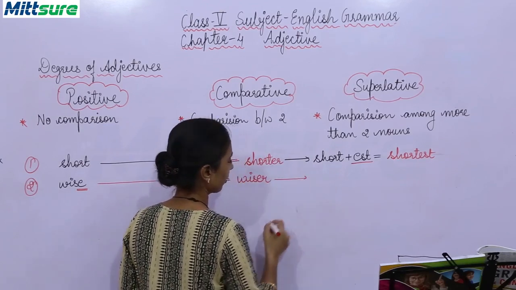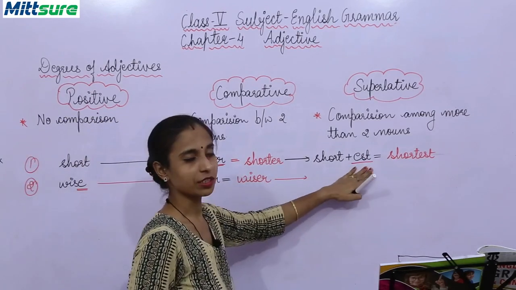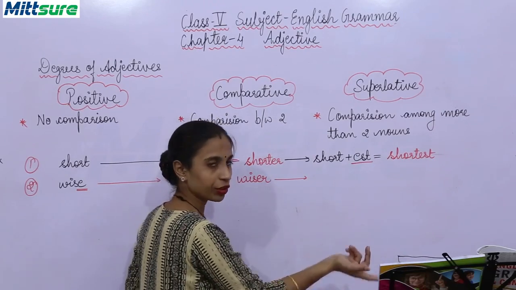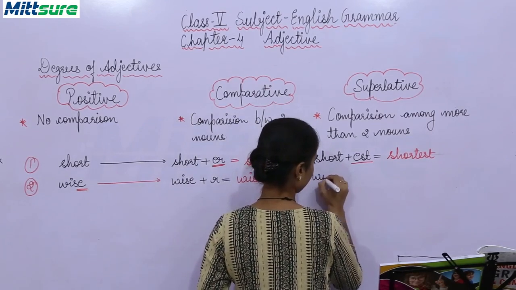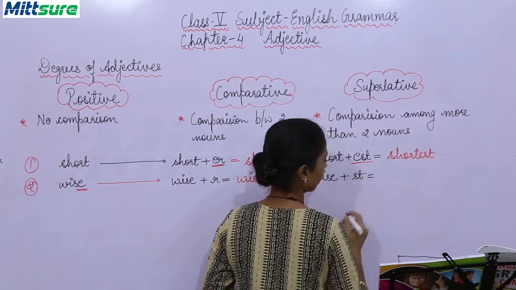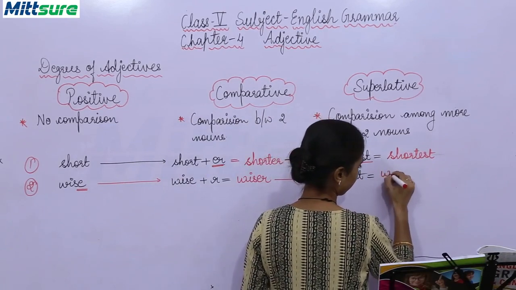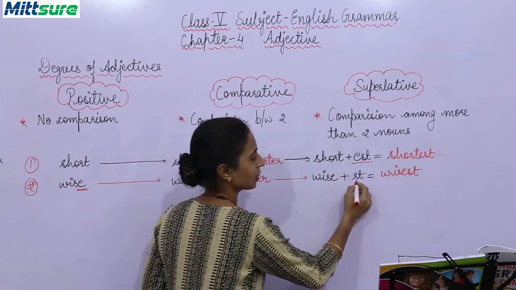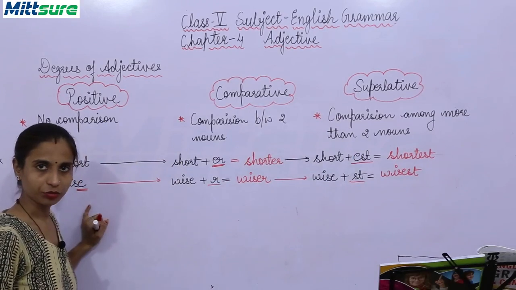And here, what are we going to do? Instead of est, we are just going to add st. Already e is there, so we are not going to add e, only st. Wise plus st. What are we going to get? Wisest. I hope these two rules are clear to you.